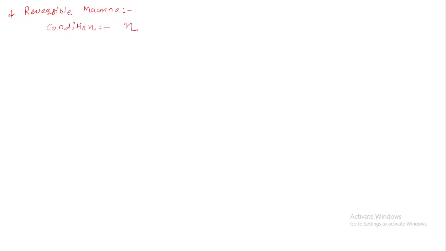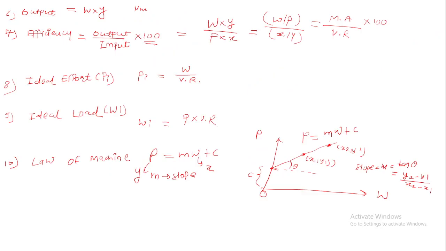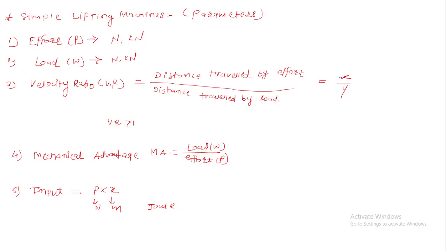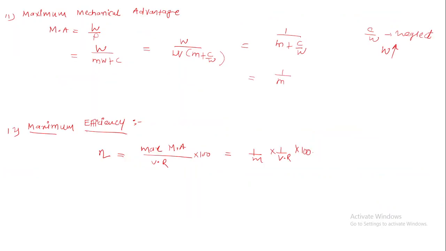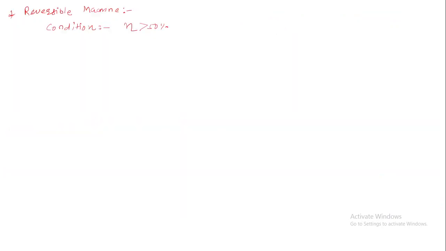The condition is efficiency is greater than 50%. We have seen efficiency is output by input, that is, mechanical advantage by velocity ratio into 100. So if this efficiency is greater than 50%, it is a reversible machine. And the example is the pulley system.